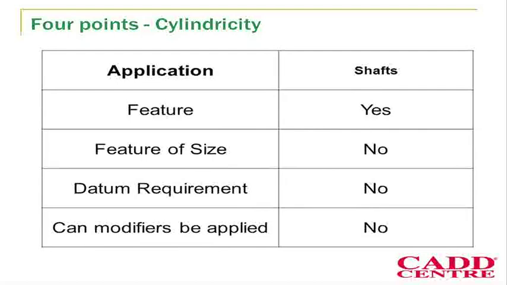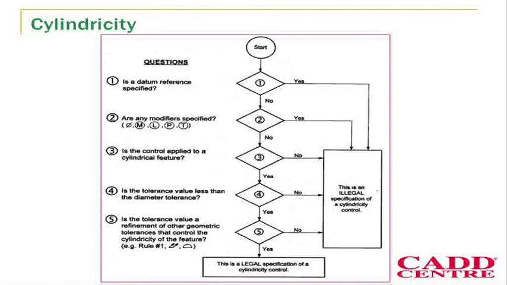The cylindricity condition is generally applied on shafts. The cylindricity condition is applied on the feature and not for the feature of size. We do not require a datum to apply the cylindricity condition. Since it can be applied only on RFS, modifiers cannot be applied for the cylindricity condition. The flowchart given on the screen checks whether the cylindricity condition is a legal specification or not.